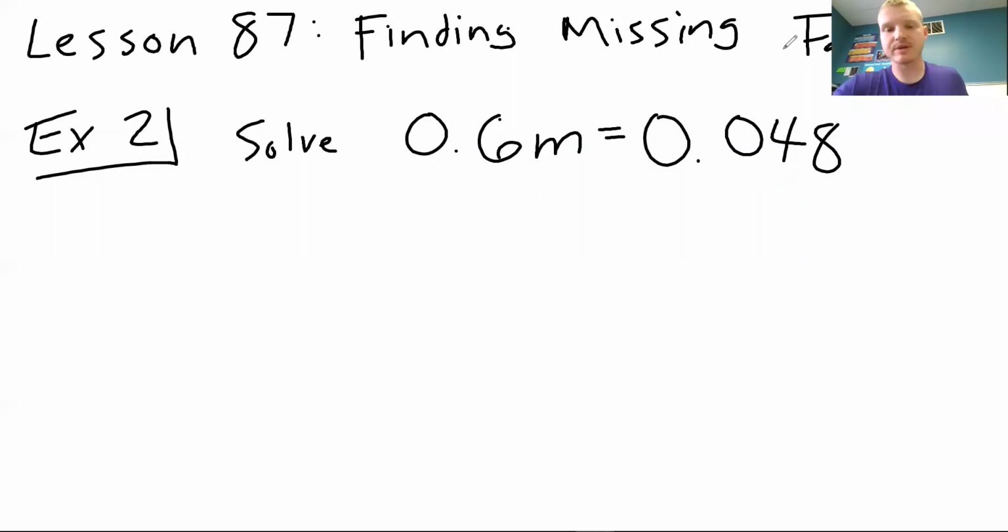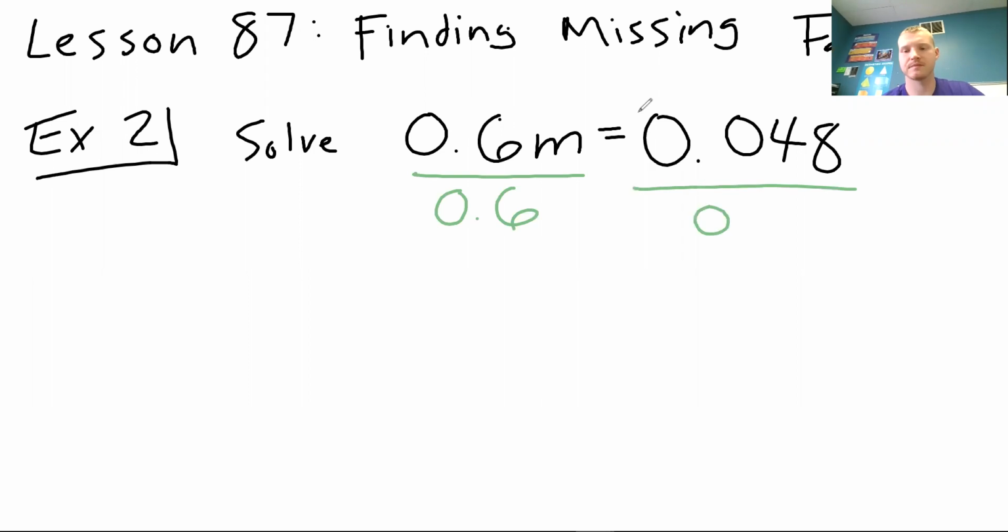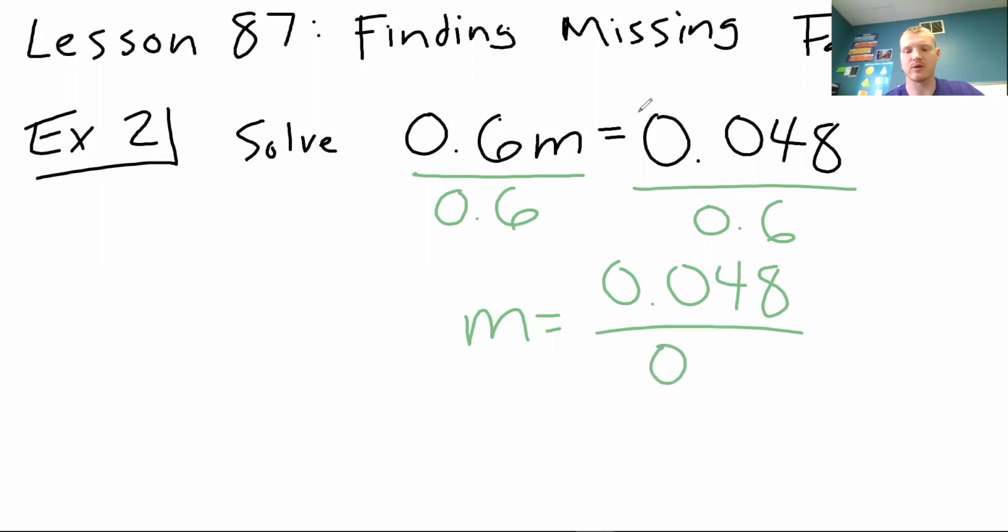Okay, so here's example number 2. We have 0.6m equals 0.048. Okay, so the challenging part about this one is now we have decimals, which won't be a problem for us. So what we're going to do first is divide by 0.6 on both sides, and we are left with m equals 0.048 divided by 0.6. And why is that?